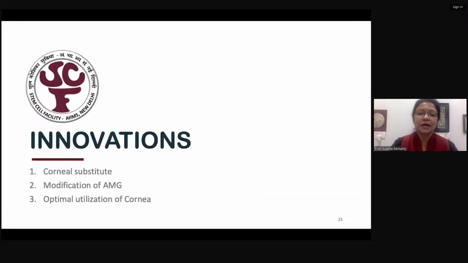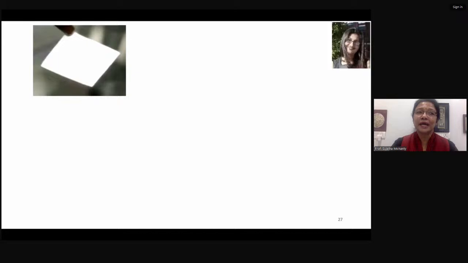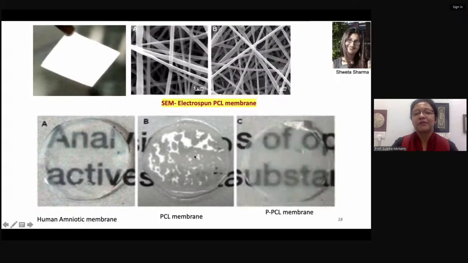We also did some innovation in our lab. First is, can we have an artificial cornea? We had a PCL membrane, which we electrospun, and we compared it with the human amniotic membrane. We found that the major problem was its opacity. Then we went ahead and did some plasma coating of this membrane, and it became translucent.